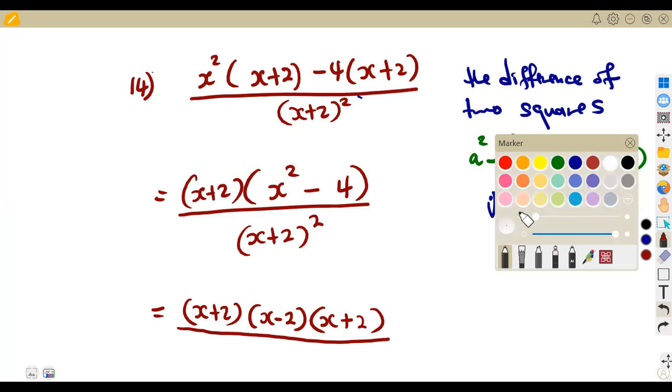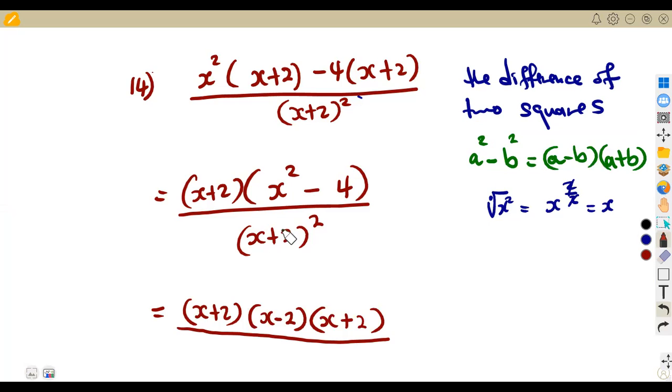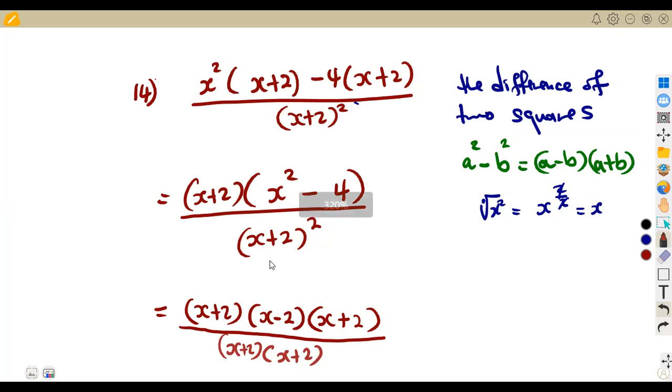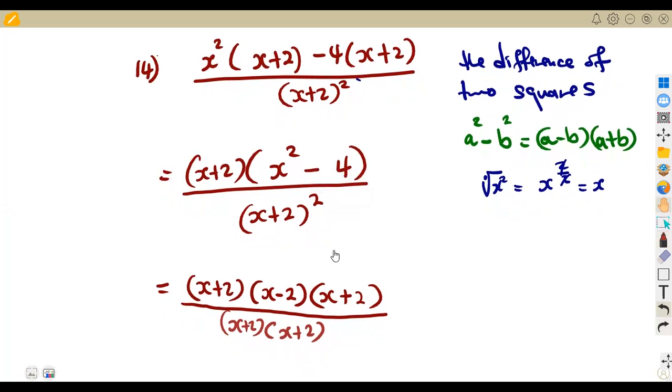And all this part is being affected by x plus 2 squared. Squared means there are two brackets: there is x plus 2 multiplied by x plus 2. That is what it means when you are given a squared like that. There are two brackets that you are having. If it is to the exponent of 3, there are 3 brackets. To the exponent of 4, there are 4 brackets, and so on and so on.